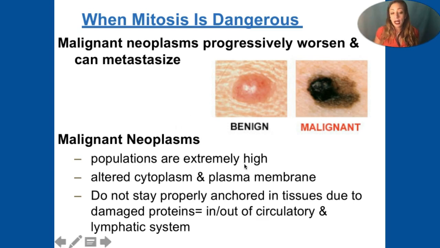Populations are extremely high here as far as cells go, and it has an altered cytoplasm and plasma membrane. That's why, once again, it is not going to stay anchored in place. That plasma membrane is going to allow the actual cell to rupture and open up, and once again allows it to go in and out of the circulatory and lymphatic system.